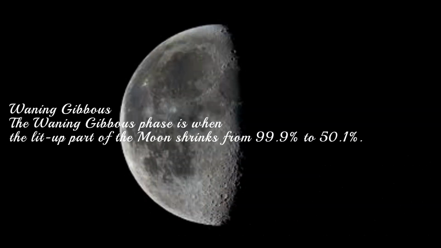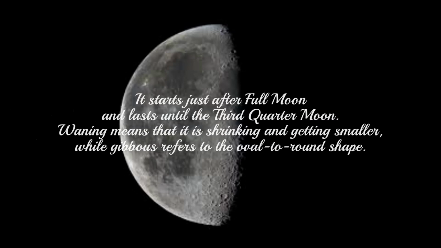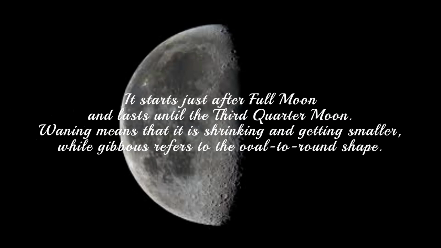Waning gibbous. The waning gibbous phase is when the lit-up part of the moon shrinks from 99.9% to 50.1%. It starts just after full moon and lasts until the third quarter moon. Waning means that it is shrinking and getting smaller, while gibbous refers to the oval to round shape.